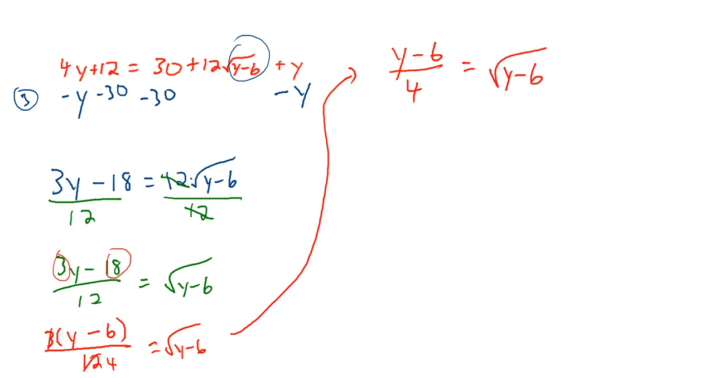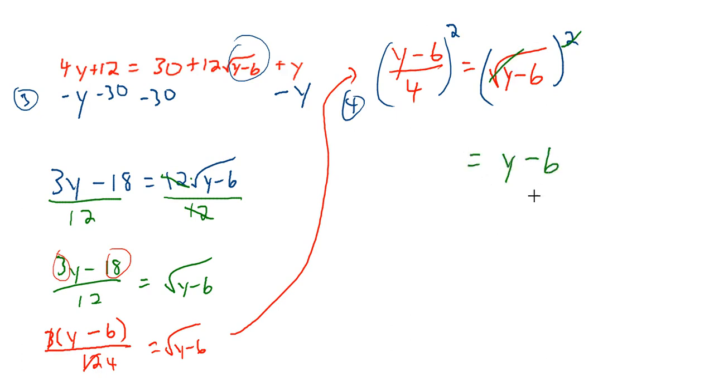So that was step 3, getting the square root by itself. And then step 4 is to square both sides again. We square the entire left-hand side, square the entire right-hand side. On the right-hand side, that power of 2 directly cancels out that square root.